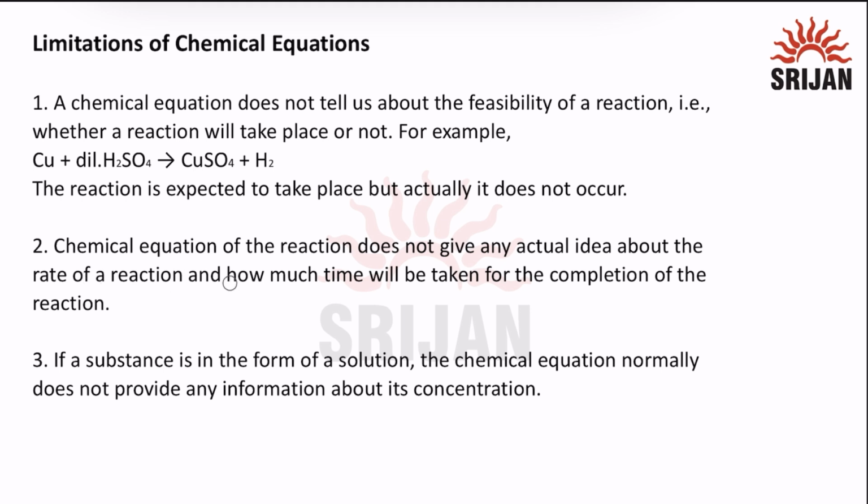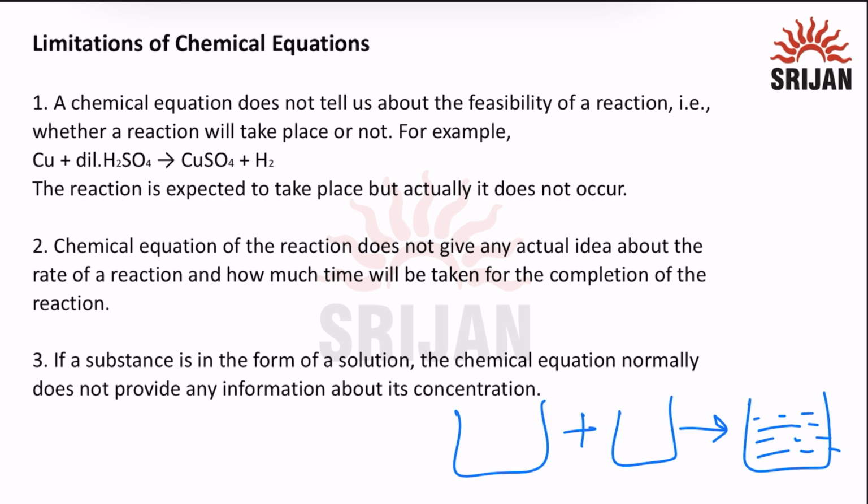Second limitation, the chemical equation of the reaction does not give any actual idea about the rate of reaction and how much time it will take for the completion of the reaction. That means we don't know how much time it will take for reactants to get converted to product, whether it will take 1 day, 1 minute, 1 second, or 100 years. Third, if a substance is in the form of a solution, the chemical equation normally does not provide any information about its concentration. For example, if we are mixing two solutions, then we don't know what the concentration of both solutions will be in the product which will be formed. I hope this topic is clear to you.